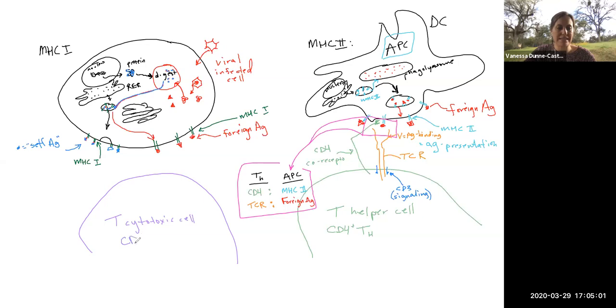These guys have a CD8 co-receptor, and they're abbreviated TC, or cytotoxic T cell. Now these guys also have the same T cell receptor that I drew over there. So here, again, is that T cell receptor with that variable region. These guys also still have CD3. In fact, CD3 is a marker of T cells.